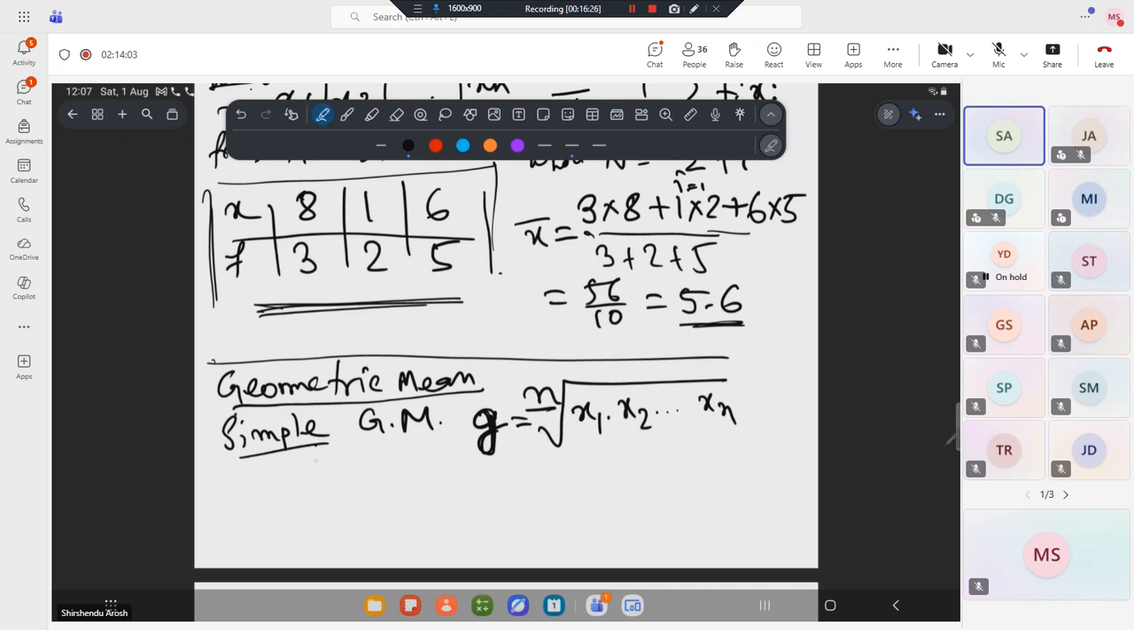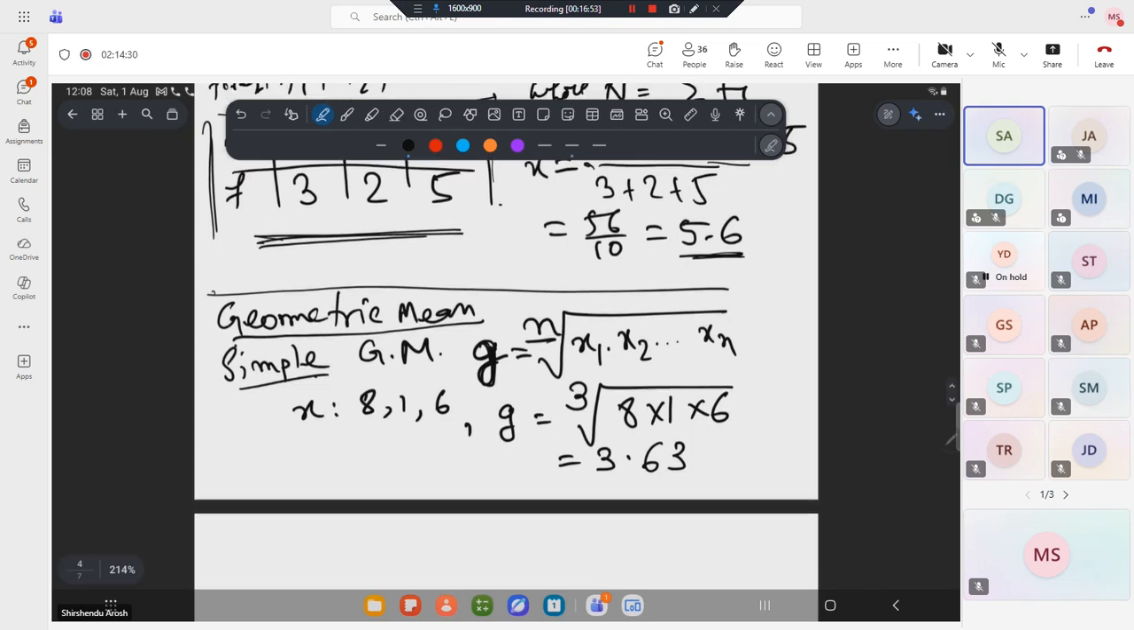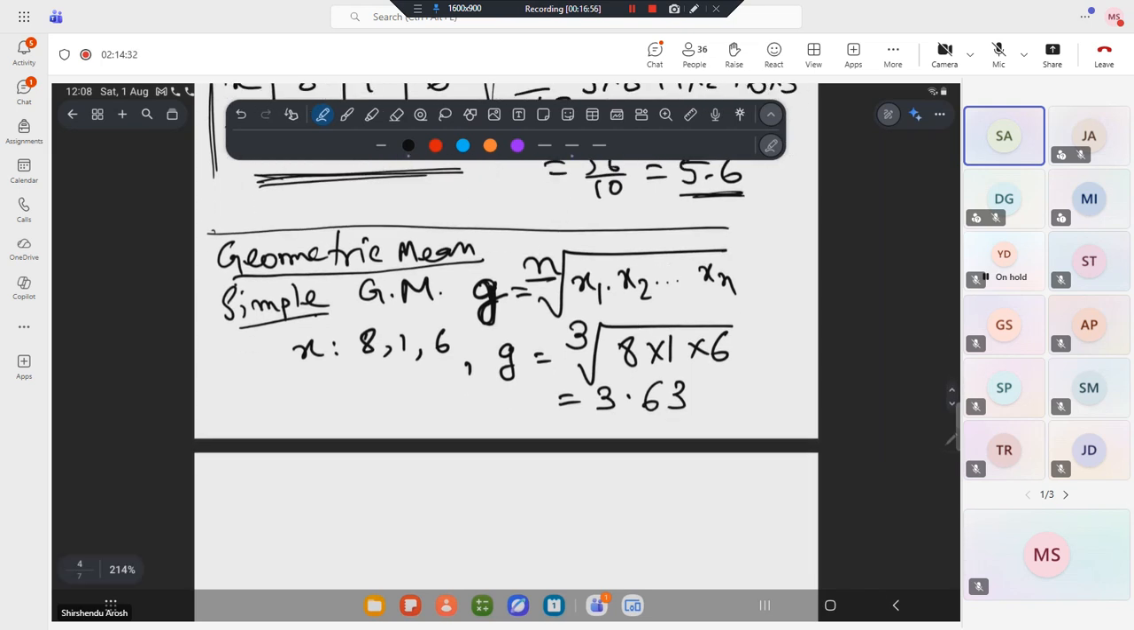So if I put in the numbers, x was taking the values 8, 1, 6. Since the number of observations is 3, g is the cube root of 8 into 1 into 6. You solve this, it will become 3.63. Now, of course, you might ask: if it is a huge number, how should I deal with it?